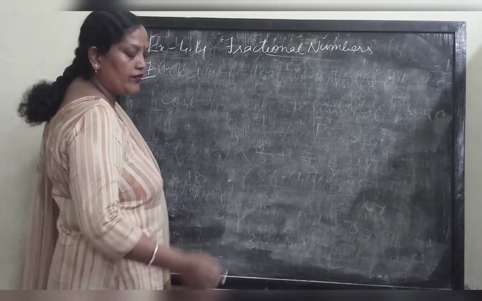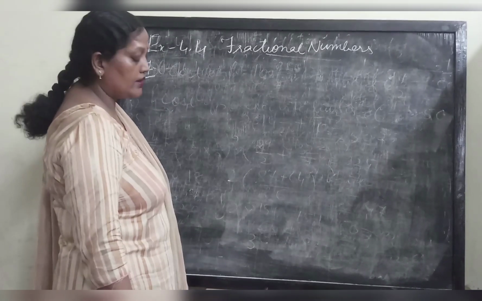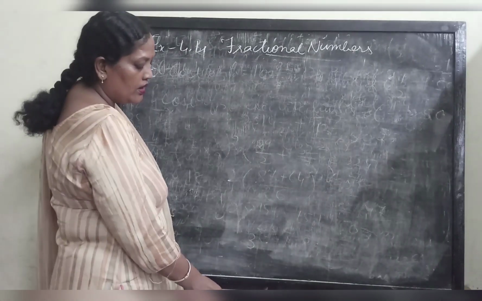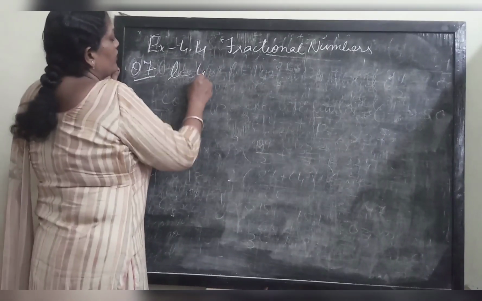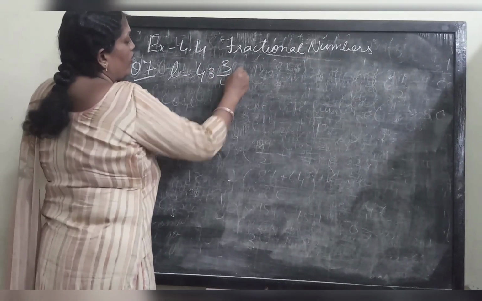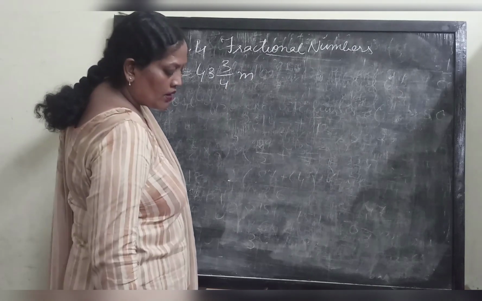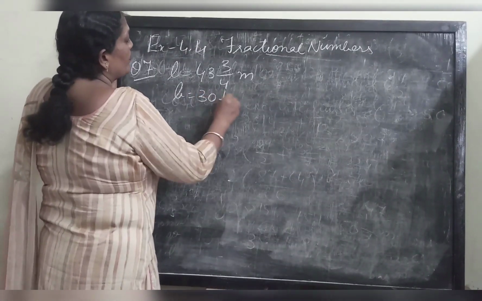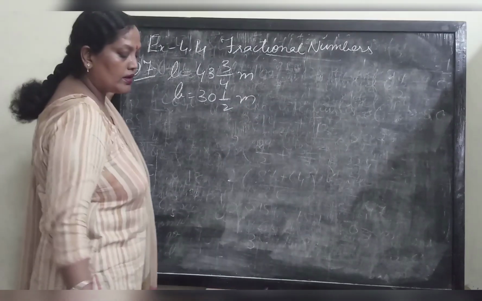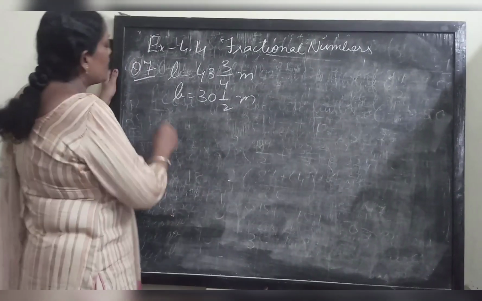Now last time we found the perimeter of a rectangle, that is 2 into (L plus B). Now area of rectangular field you have to find. Length is given 43 3/4 meters. Breadth is given 31/2 meters. Got it? What is the area of rectangular field?